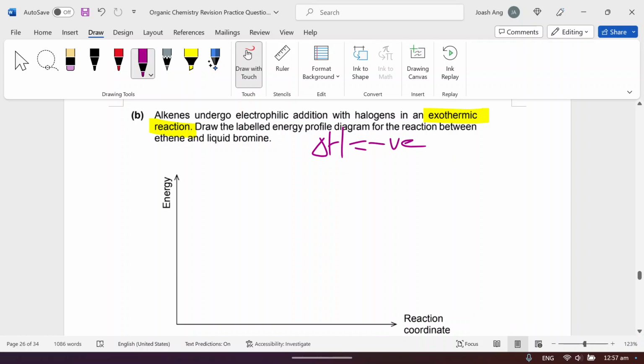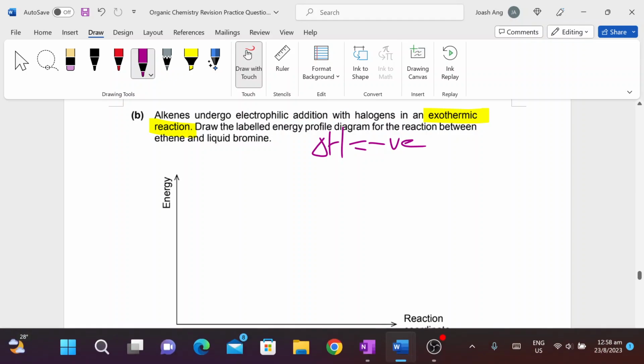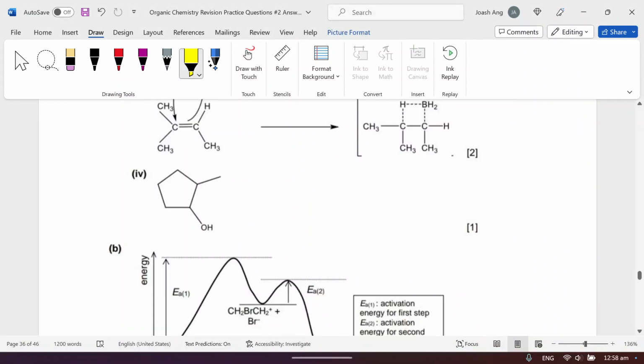Draw a labeled energy profile diagram for the reaction between ethene and liquid bromine. So first off, other than enthalpy change of reaction we need to label, we also have to label the activation energy. Note that since it's a two-step reaction, I must have two curves and two activation energies, with the very first activation energy being much higher than the second one because the first step is a slow step. I'll show you the answer below.